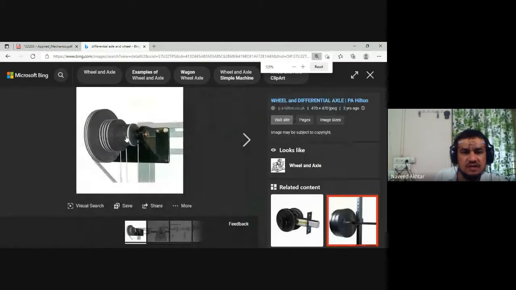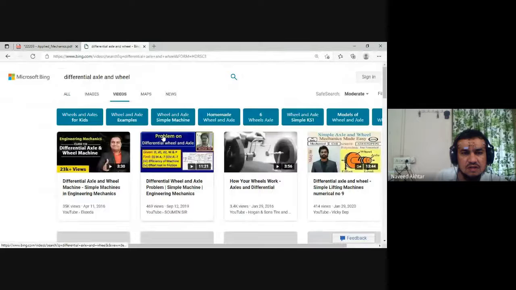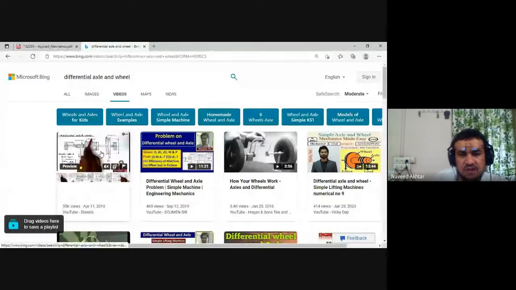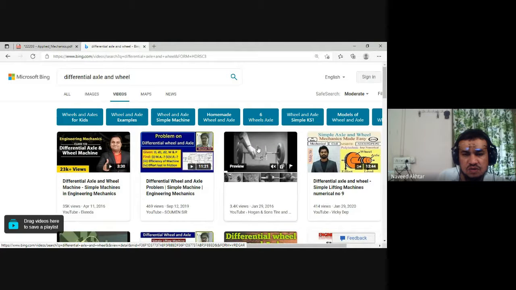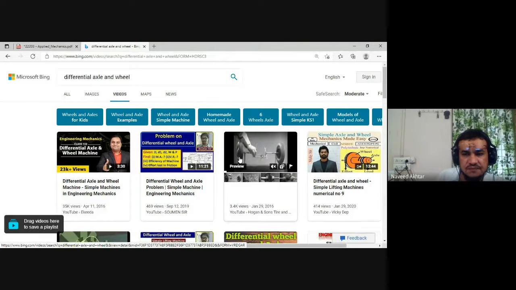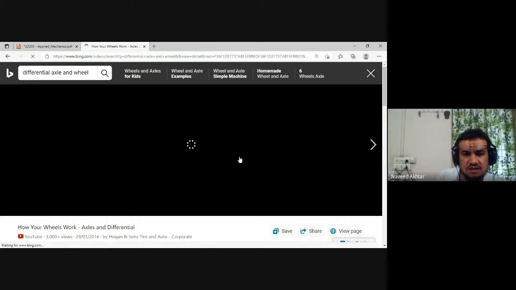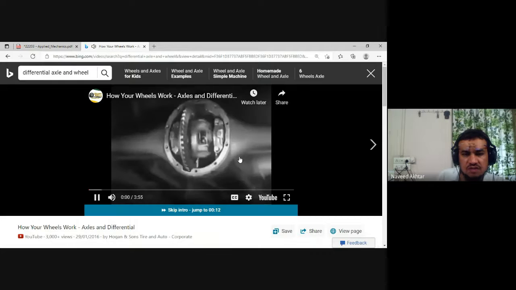You can also see videos of how it is working. So you can see here how the wheel and axle differential will work. This is how it works.